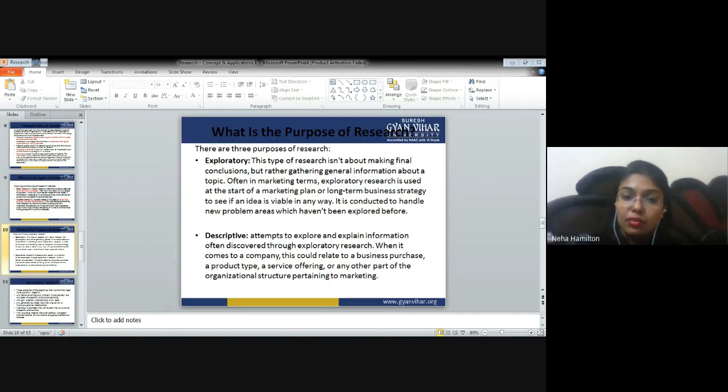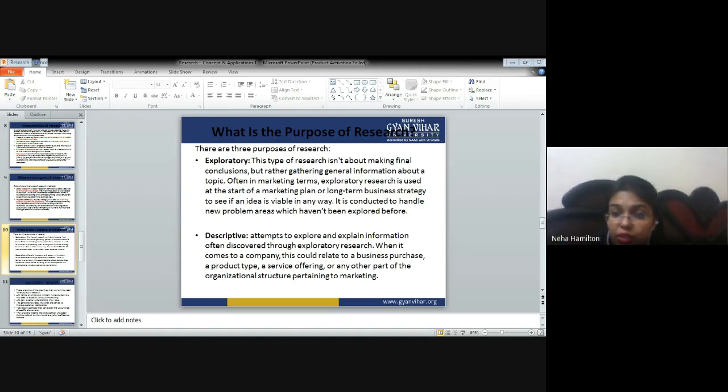Let us understand exploratory research first, which is the most basic form of research. Okay? This type of research isn't about making final conclusions, but rather gathering general information about the topic. Often in marketing terms, exploratory research is used at the start of a marketing plan or long-term business strategy to see if the idea is viable in a way. It is conducted to handle new problem areas which haven't been explored before. Right? So that is called exploratory research.